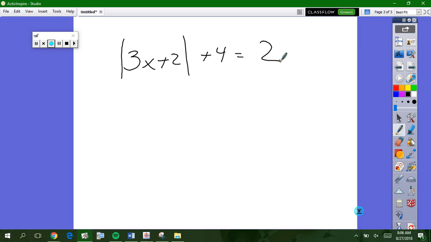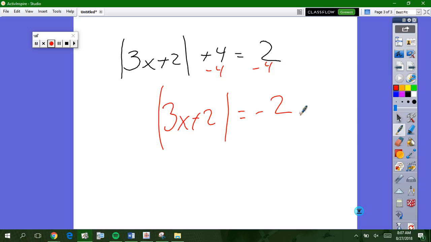Okay, is our absolute value by itself? Nope, we need to maneuver it, correct? So therefore, subtract the 4. Okay? Three x plus 2, the absolute value of it equals -2.